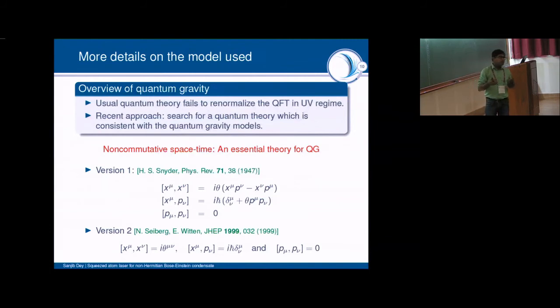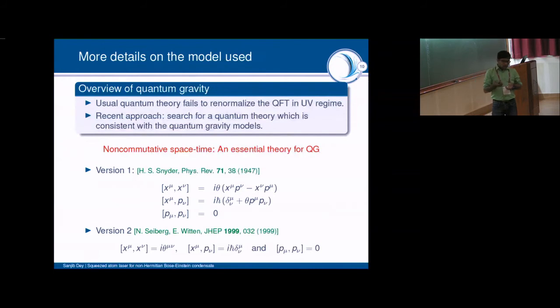I mean, this is a deformed relation, and what one can do with this kind of deformed system. So the motivation comes basically from the quantum gravity literature. What is the usual approach of quantum gravity? People use the usual quantum mechanics to try to quantize gravity, but there have been a lot of problems, and it is well known that this is not possible. Almost every approach to quantum gravity agrees that usual quantum mechanics is not useful for quantum gravity, because in the ultraviolet regime, you cannot renormalize the quantum field theory.